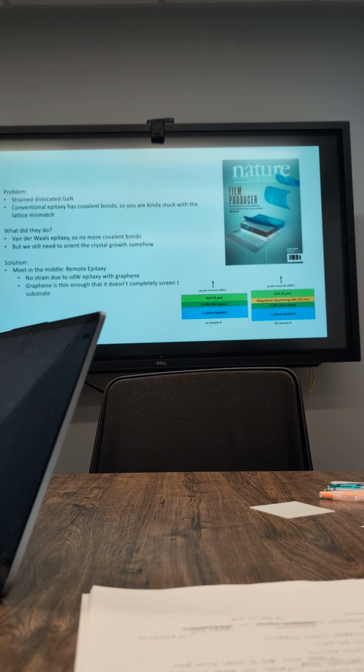Let's see. So, the paper itself. The problem was there was strained and dislocated gallium nitride, also in the Veritasium video. They used to grow it on sapphire a lot, and that doesn't have the same lattice constants in plane as gallium nitride would. So this is not a 2D material. Gallium nitride is not a 2D material, unlike WSe2. So it will covalently bond to the substrate.